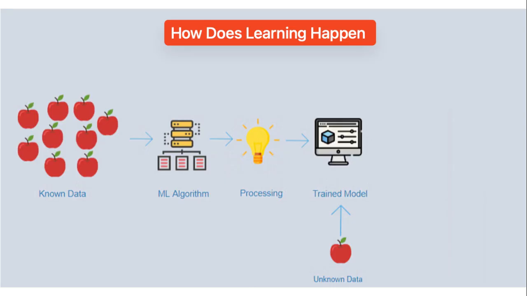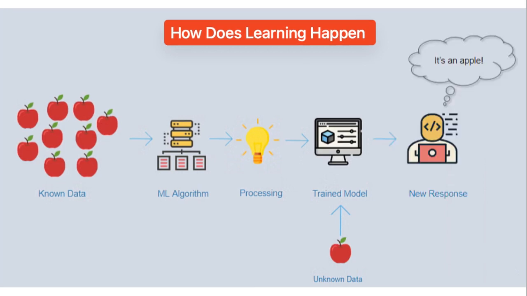3. Training and testing. The learning process involves 2 steps. Training. This is when the computer looks at all the examples and learns from them. Testing. After training, you give the computer new data it hasn't seen before to see how well it learned.